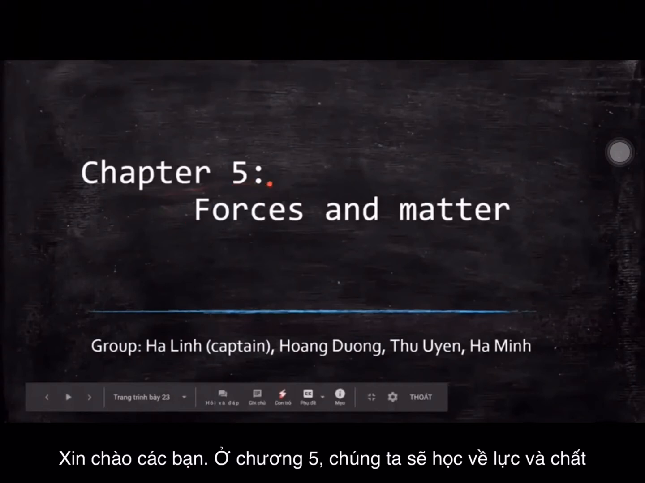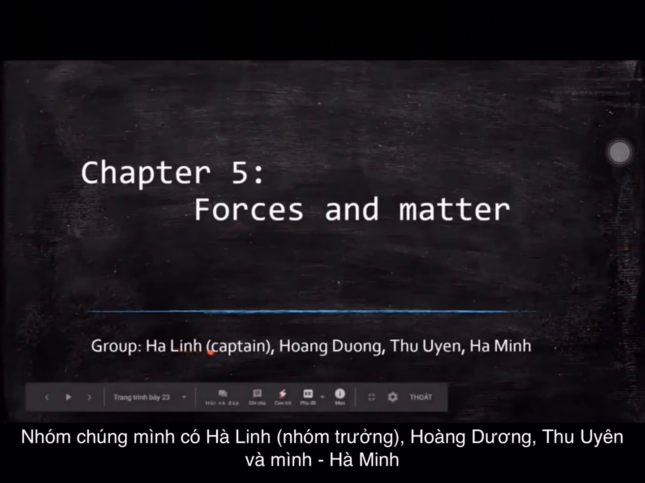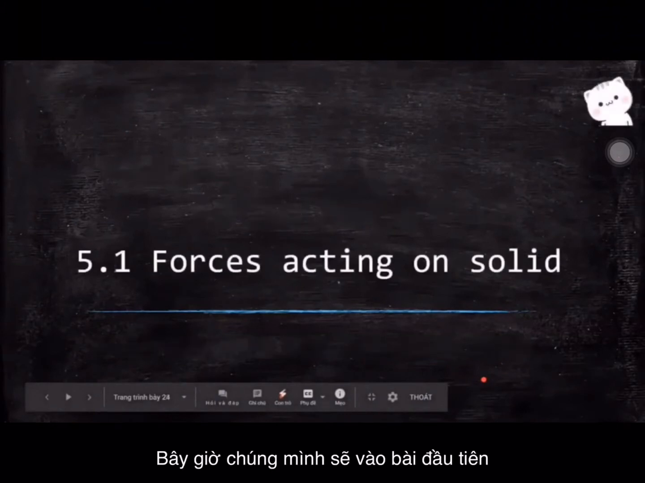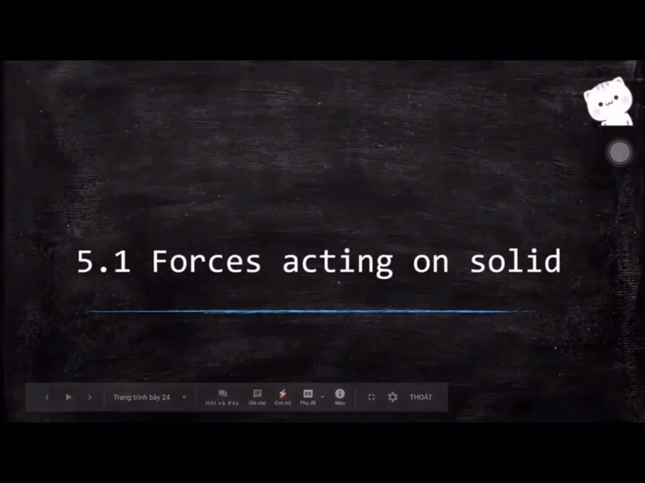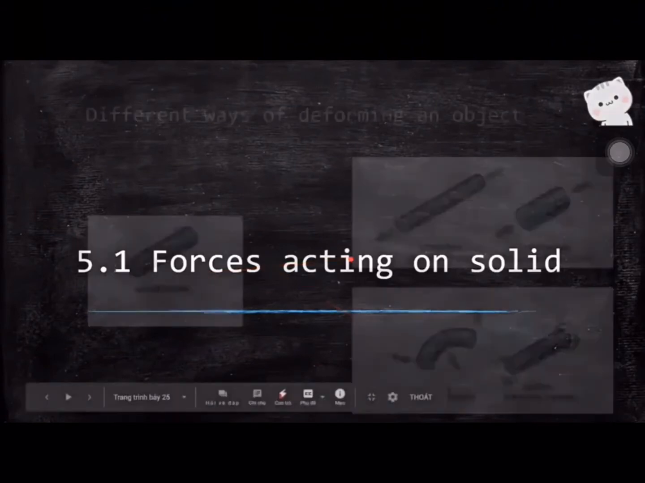Guys, in chapter 5, we study forces in matter. Our group has Haling, she's the captain, Hongzhen, Tuyen, and me, Haming. Now we'll go to the first lesson. Chapter 5.1, forces acting on solids.